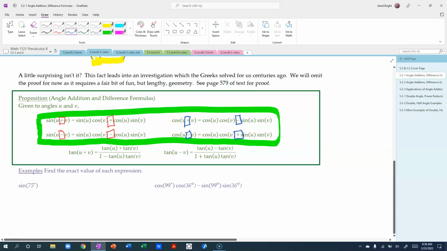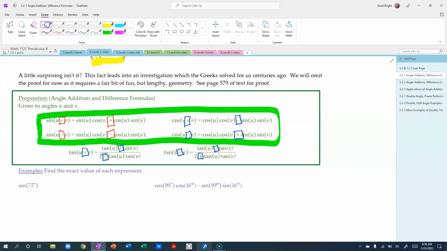So just keep track of your signs. It's going to be super important to keep those straight. Tangent is a little similar, but a little wonky. So you have addition, and then you have addition on top, subtraction down below, and vice versa if you switch the signs. So just pay attention to all those.